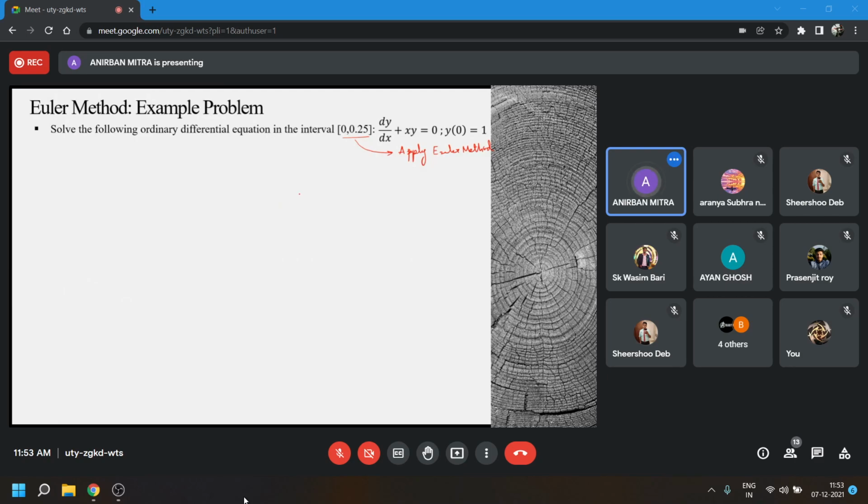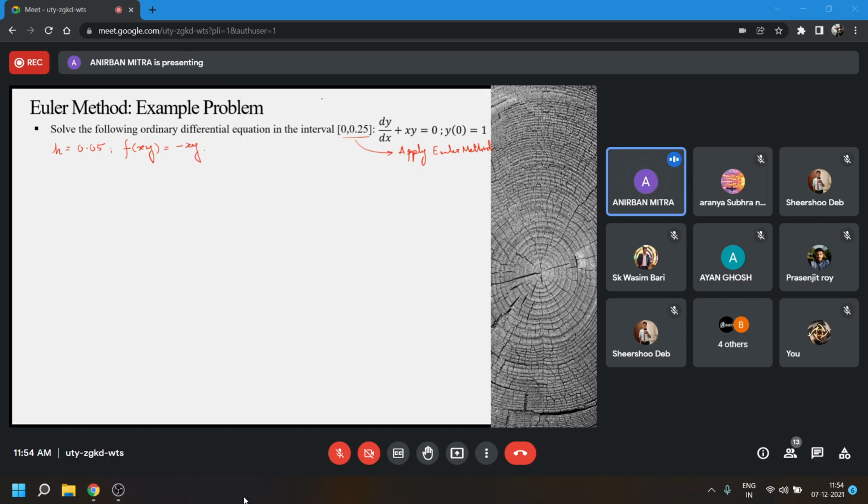Now, what is missing from this problem statement is the step size. We can select an appropriate step size. Let us say that we'll choose an h of 0.05. So the step size is h equal to 0.05. By the way, what is the function here? f of x, y here is given as minus xy.